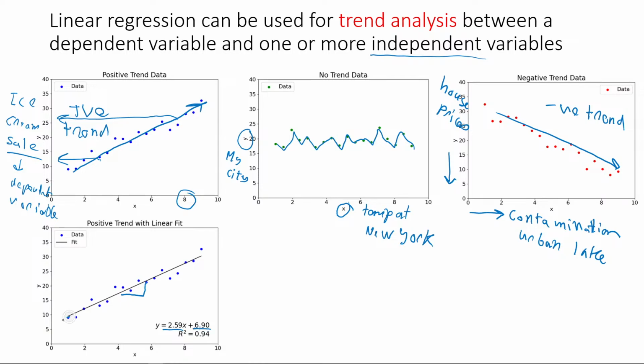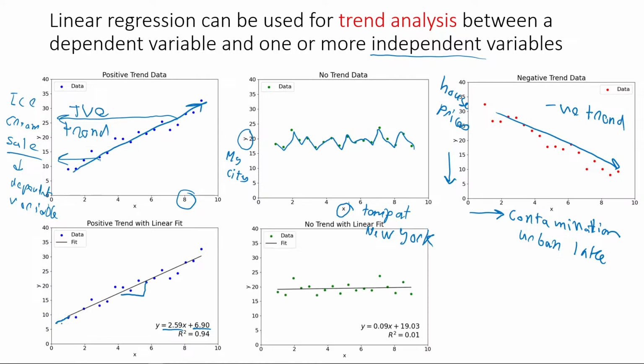If I extend this line to my x-axis, it will intercept here at 6.9. That's the intercept. And what is this R squared? This is called the coefficient of determination. We will talk about it, but basically this tells you about the goodness of fit. It tells you how much my independent variable explains the variance of my dependent variable.